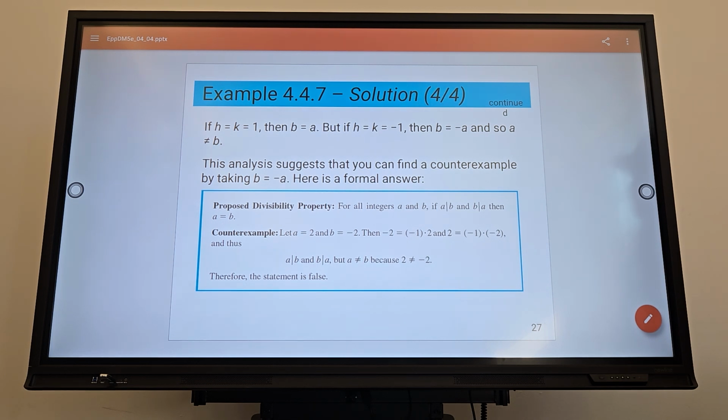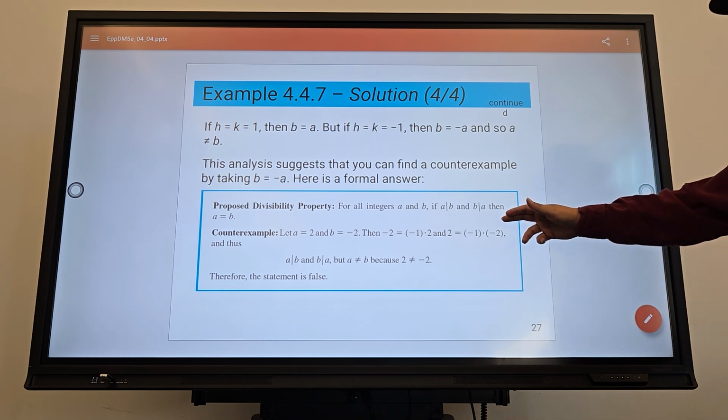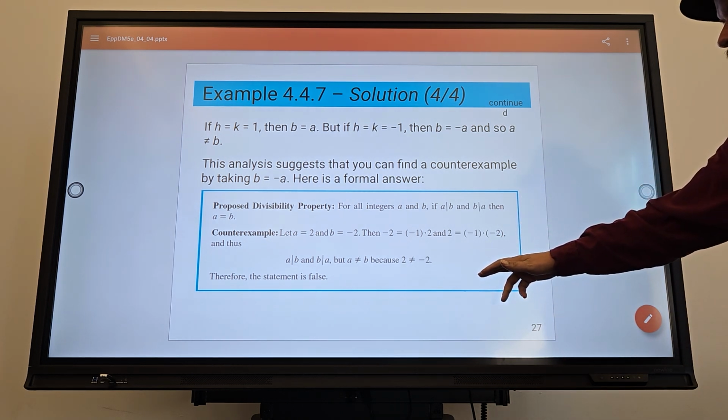This suggests you can find a counterexample by taking B equals minus A. The formal answer would be the statement, the counterexample, and the conclusion.